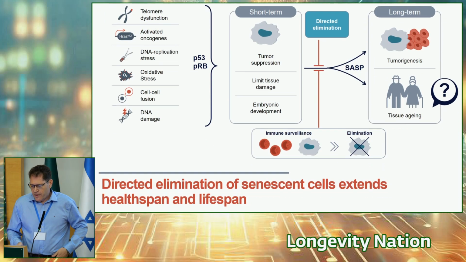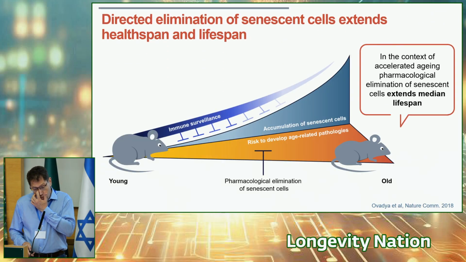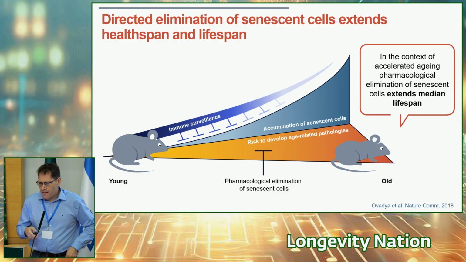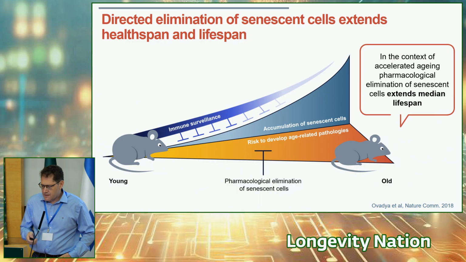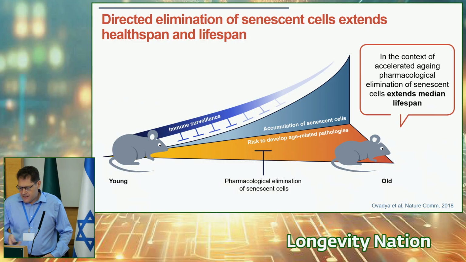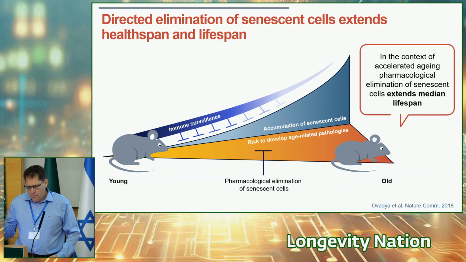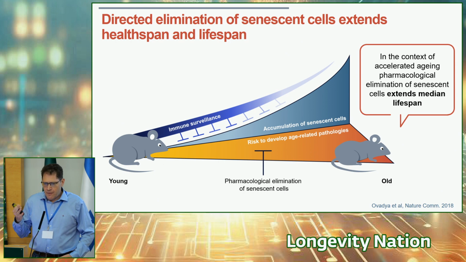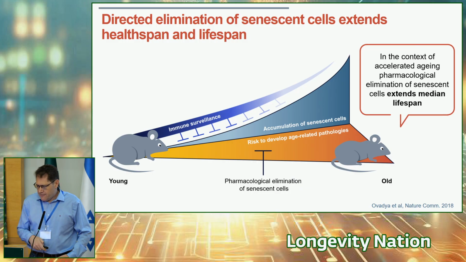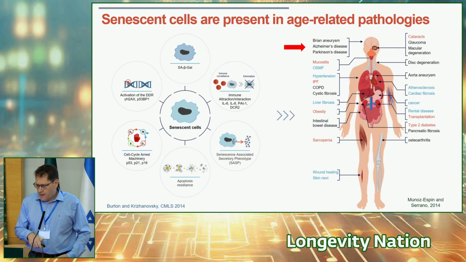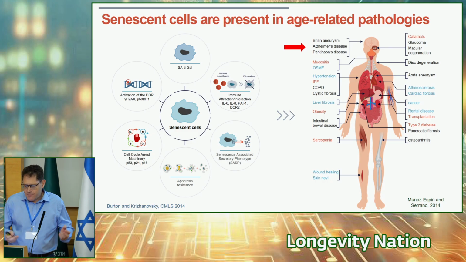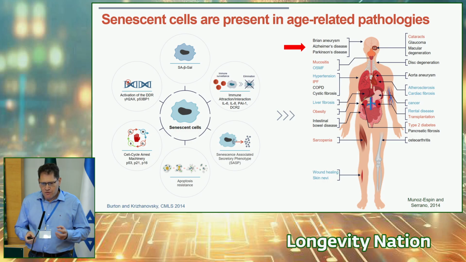But going back to aging, a few years ago, in a model of accelerated aging due to lack of immune surveillance of senescent cells, we were able to eliminate senescent cells pharmacologically, and this extended the median lifespan of mice, one of the first studies suggesting that pharmacological elimination of senescent cells can actually extend the lifespan of mice. Now, this is for the general lifespan. What about specific age-related diseases?